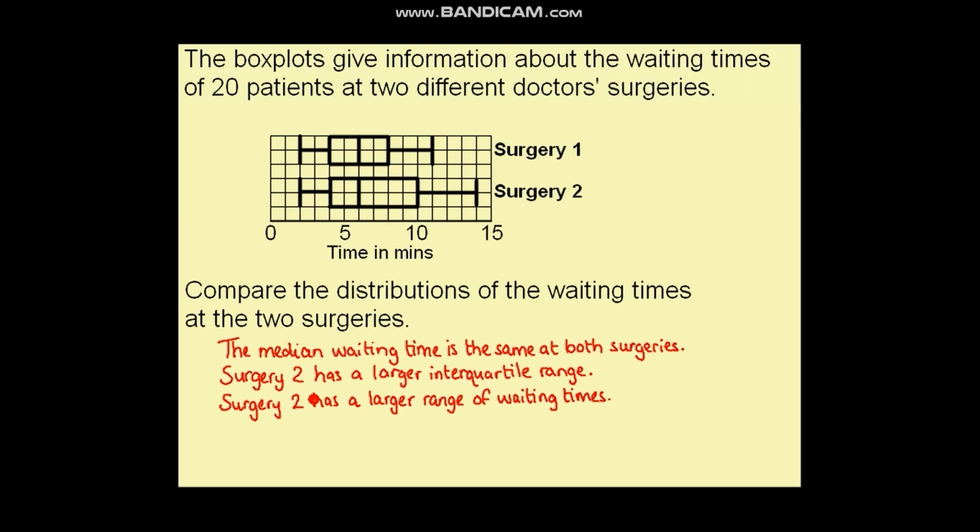Of course, with these 2, you could write it the other way. Surgery 1 has a smaller interquartile range, and surgery 1 has a smaller range. Remember, on the exam, this type of question will usually be worth 2 marks, and they will only want 2 out of these 3 possible answers.